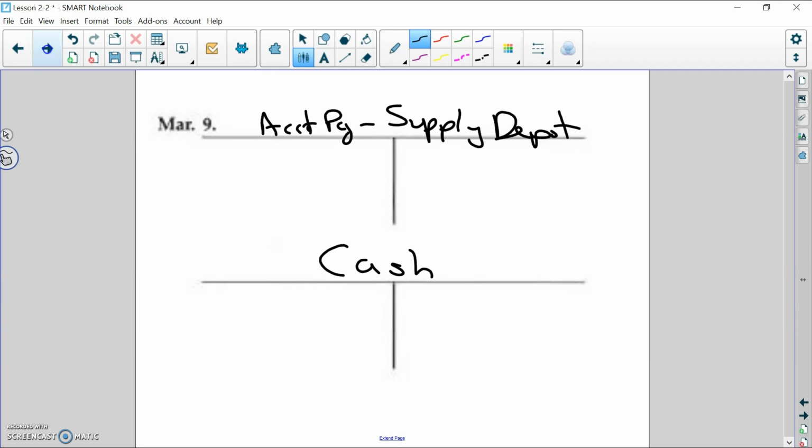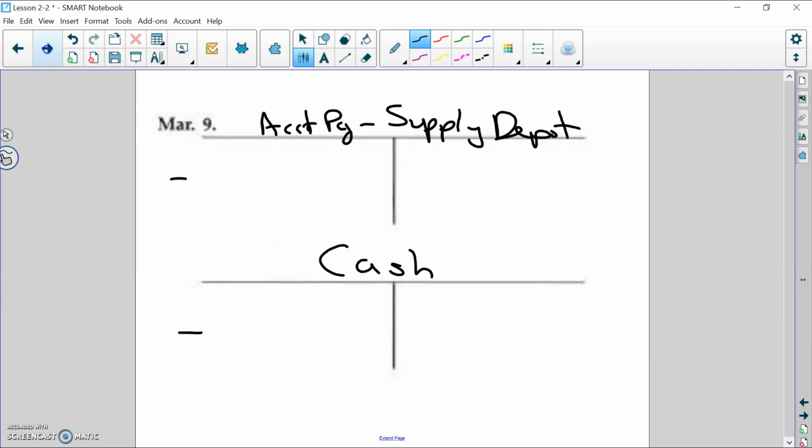So, how are each classified? Accounts payable is a what? Liability. Cash? Asset. How are we changing the Supply Depot? Are we going up or down? Do we owe more money now or less after we make this payment? Less. Do we have more cash or less cash? Less. So a decrease in both.